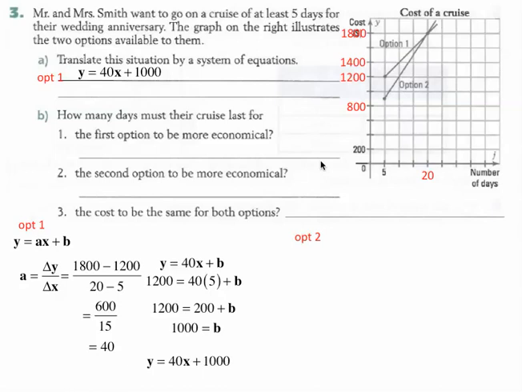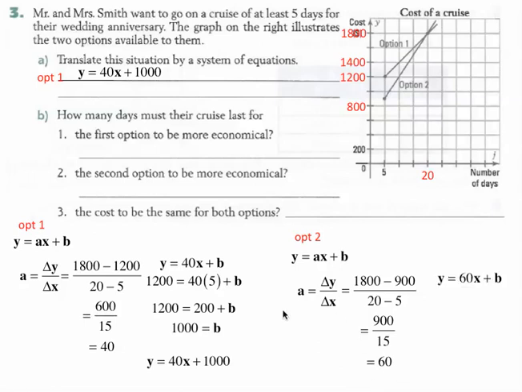Okay, for option 2, once again, we're using the x and y value here. The x is 20, the y is 1,800, and down here the x is 5 and the y is 900. Okay, so y equals ax plus b. The a is delta y over delta x, which is going to be the y value up here is 1,800, the y value down here is 900. So it's 1,800 take away 900, which is 900, and 20 take away 5, which is 15. So we get 900 divided by 15, which is 60.